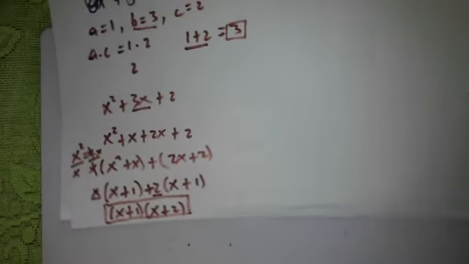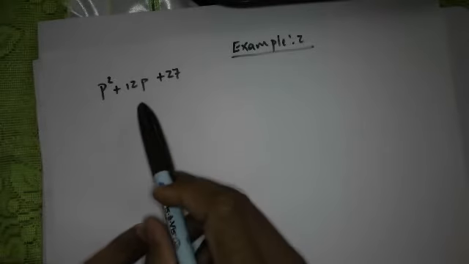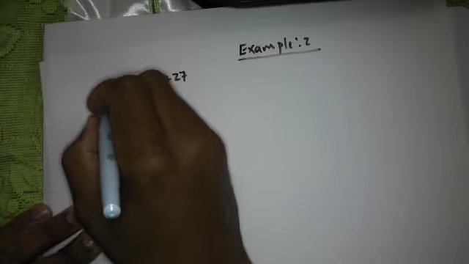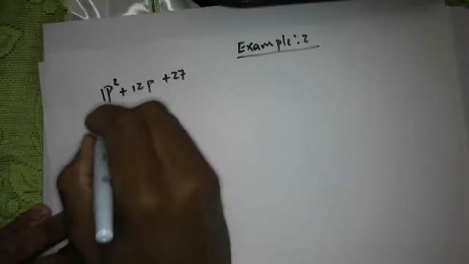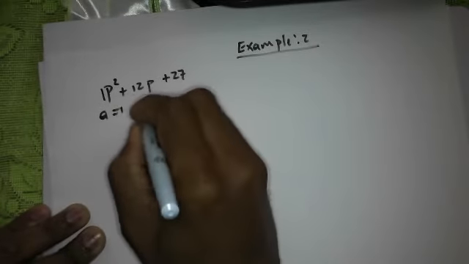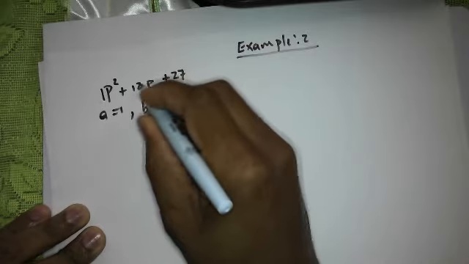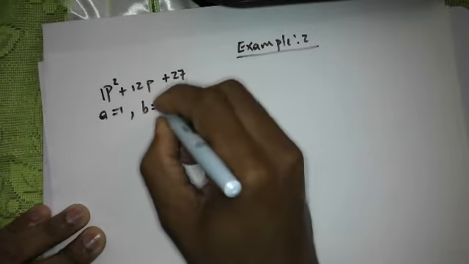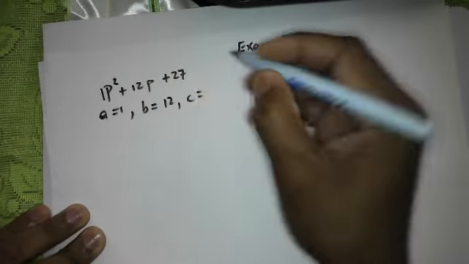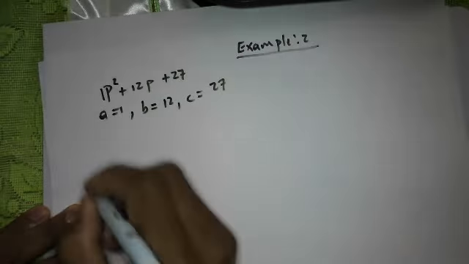Okay? So that is example 1. Now example 2. Example 2, if you look at it, this one is in terms of p. So remember that it's not always x or y. You can use any variable for this. Alright, so my a value would be the coefficient of my squared value there. So a equals 1, b equals the coefficient of just the middle term, that's my p, so that is 12, and c is my constant, which is 27.